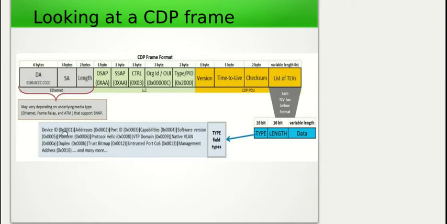So in this case, 0x0001 would note the addresses. Maybe 0x0003 will note the capabilities of the device, so we can see what device it is. We have management address. So in this case, the type field would have one of these values to indicate what information about the device we want to exchange. The data, the value, would just be the information about that field, in the case of VTP domain name, native VLAN, or something.